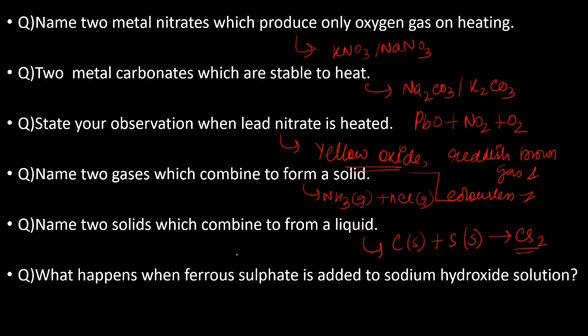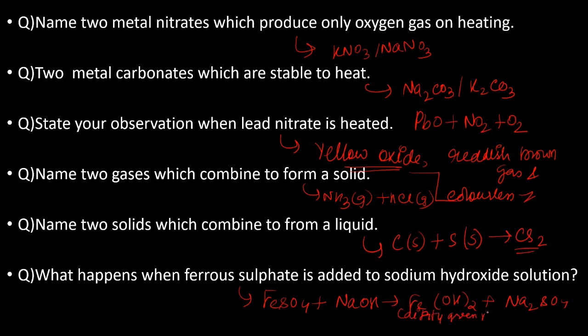What happens when ferrous sulfate is added to sodium hydroxide solution? FeSO4 reacts with NaOH to form Fe(OH)2 plus Na2SO4. This is a dirty green precipitate. Fe(OH)2 is a dirty green compound.